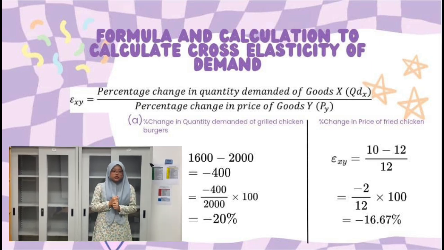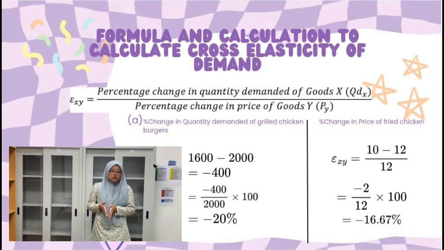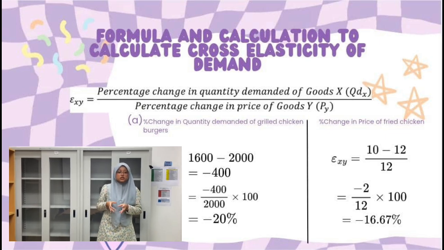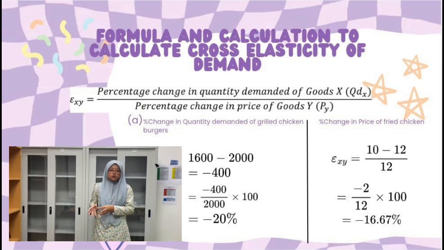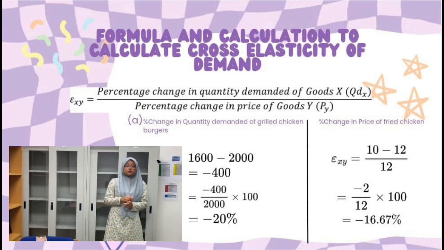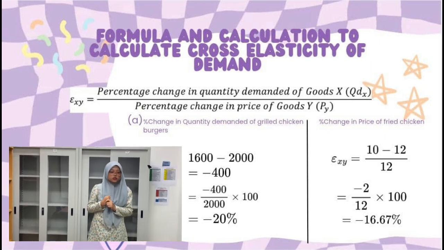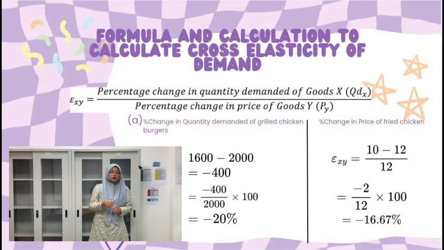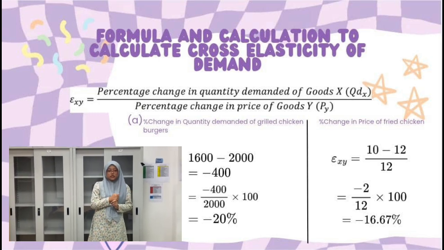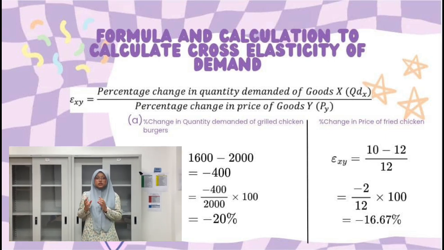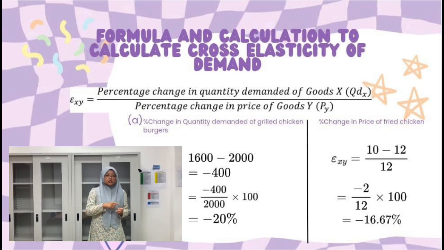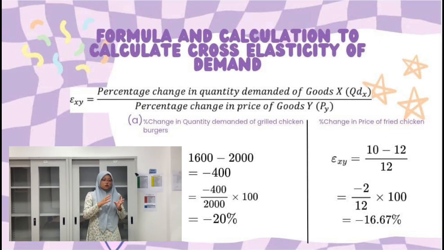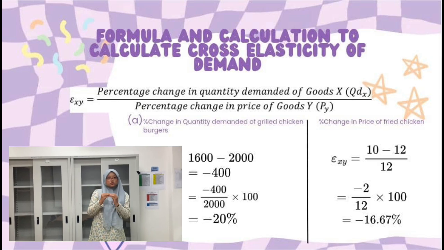Okay, the formula is percentage change in quantity demanded of good X divided by percentage change in price of good Y. So first, we have to find the percentage change in quantity of the grilled chicken burger. First we minus 1,600 minus 2,000, then we got minus 400. Why do we have to do that? Because we have to minus the latest unit from the old unit.